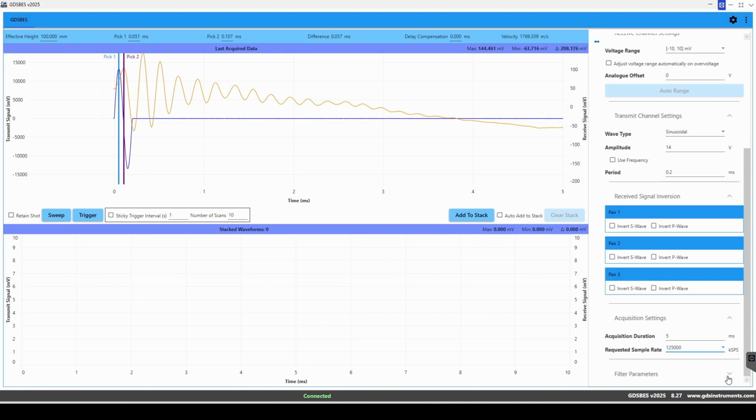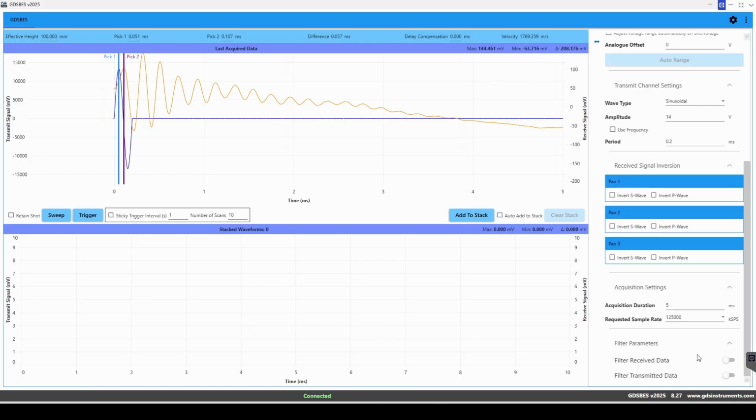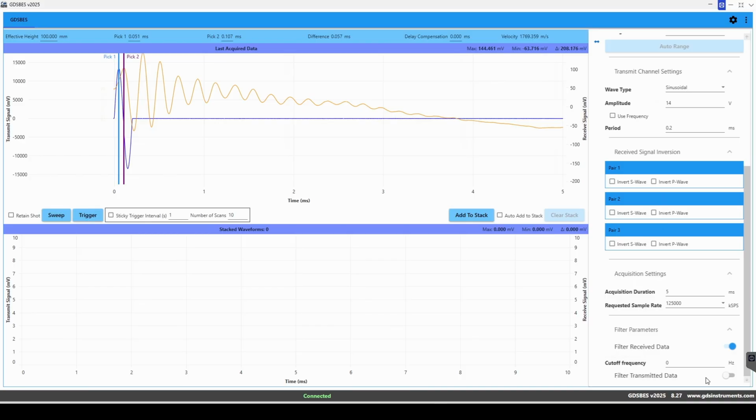Now, the last one, filter parameters. Filters can be applied to reduce unwanted background noise from recorded signals. For filter received data, this option applies a frequency filter to the received signal, removing low frequency interference. A common example is 50 Hz mains noise from electrical equipment. And you have the cutoff frequency.